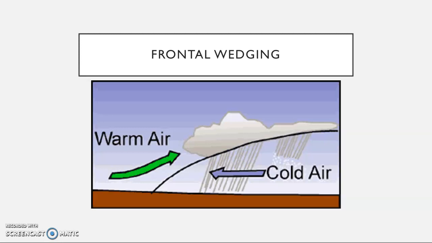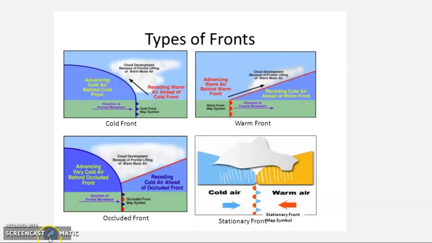Frontal wedging is the reason why we don't have to depend on only mountainous regions to lift air. Frontal wedging occurs when warmer, less dense air is forced to rise over cooler, denser air as a weather front moves. So, when large masses of warm air and cold air meet, they do not mix. Instead, they form a front. We're going to go over the 4 types of fronts.